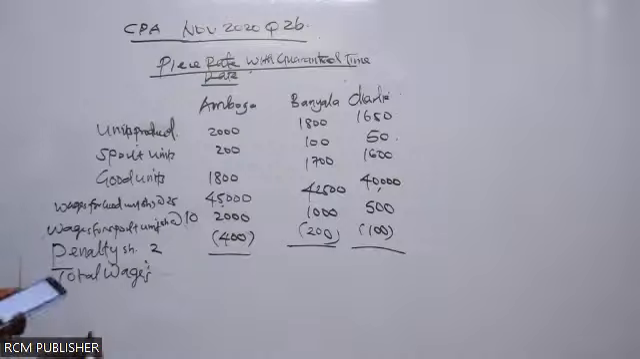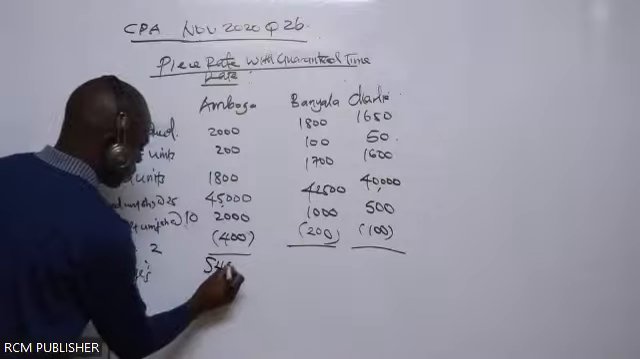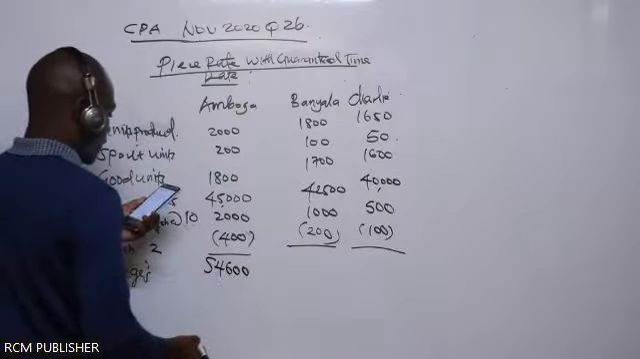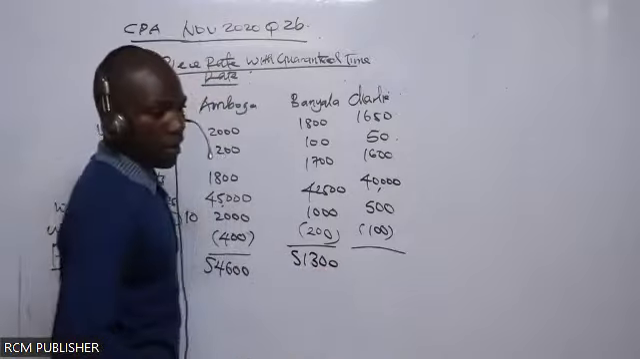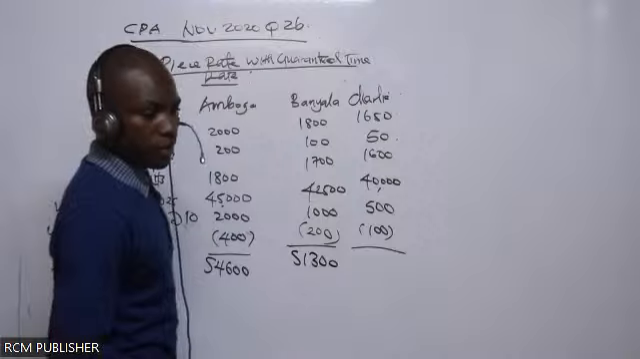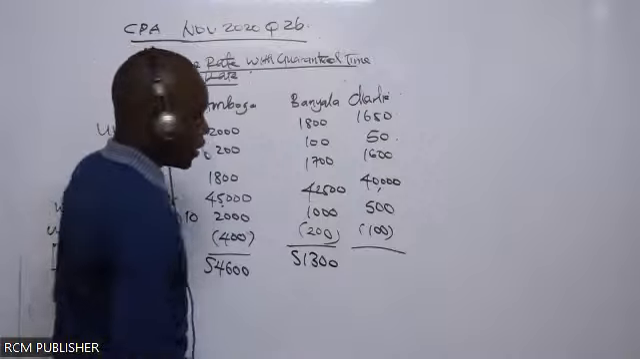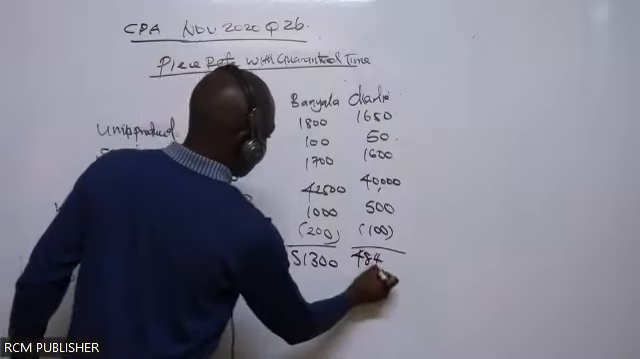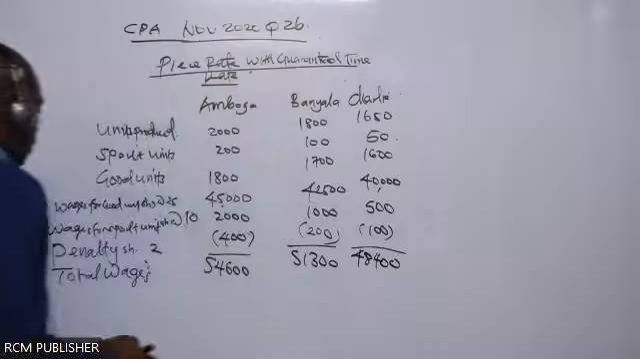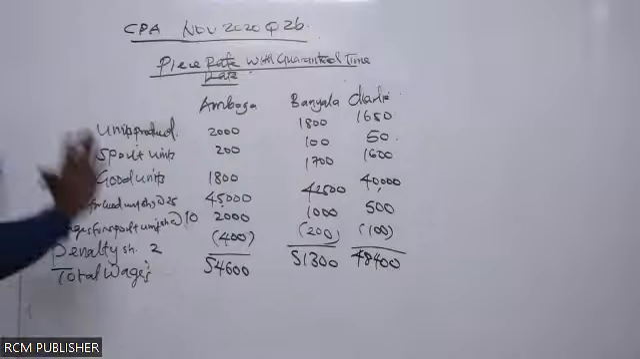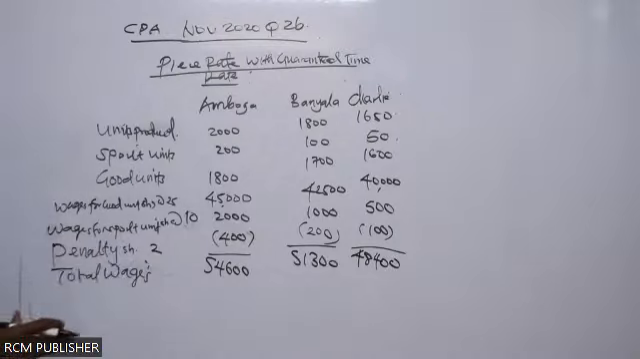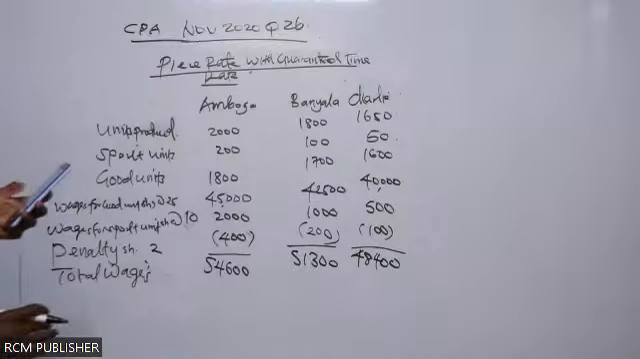What will we have? 54,600. 54,600. 51,300. And then 48,400. So that's what they are going to receive, based on the units that they have produced, both spoiled and good units. So we have that information there written.